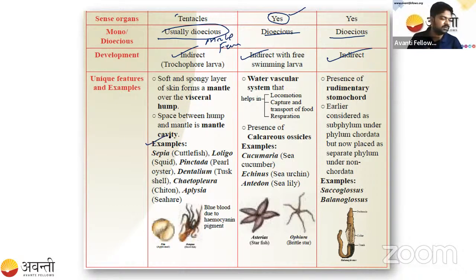Because we don't have time, we only have 5 minutes and we need to complete the next part. Here you can see the cuttlefish Sepia, Loligo meaning squid, Pinctada, Aplysia. So these are some examples. Next one is Cucumaria, meaning sea cucumber, Echinus meaning sea urchin, Antedon sea lily. So these are the examples. Here you can see Balanoglossus, Saccoglossus. So these are the examples for Hemichordata.